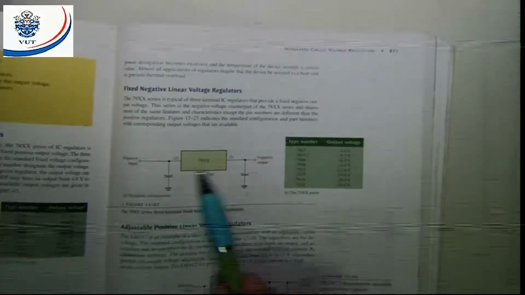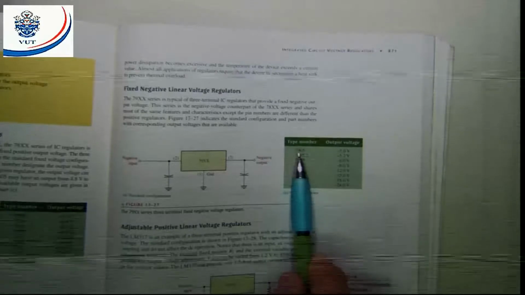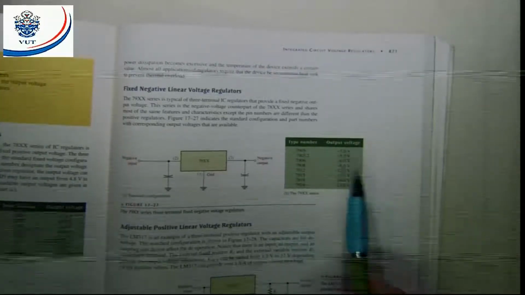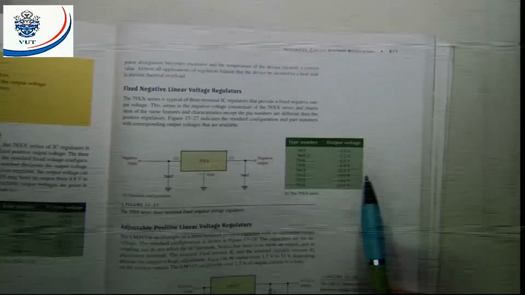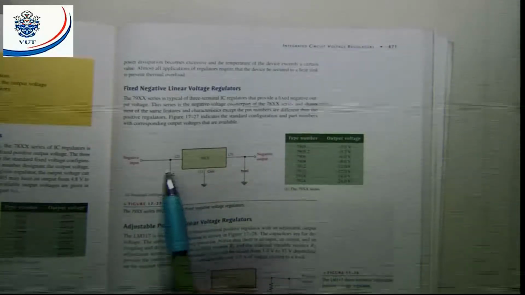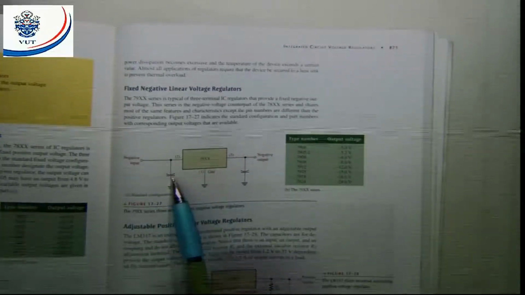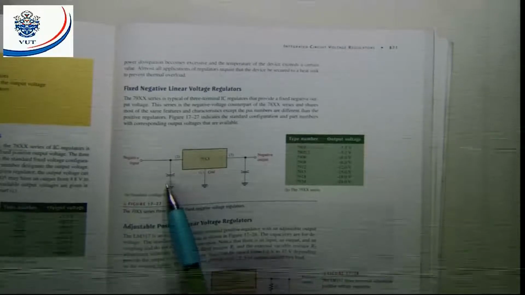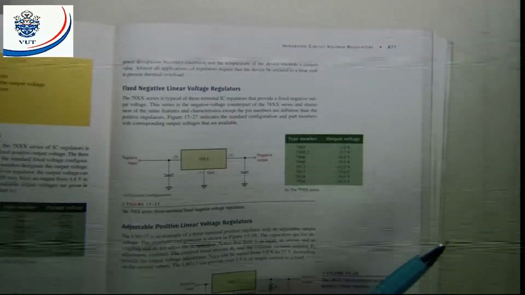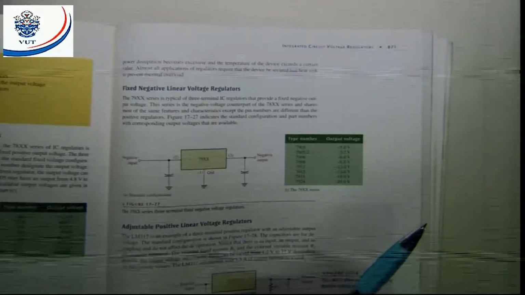The next one, fixed negative linear voltage regulators. Our negative voltage regulators are the 79 series, 7905 to 7924. That is negative voltage regulators. Important to know, the input voltage must be negative, and if you use electrolytic capacitors, make sure that should be the negative terminal and that should be the positive terminal. Otherwise, you will basically blow up those electrolytic capacitors.